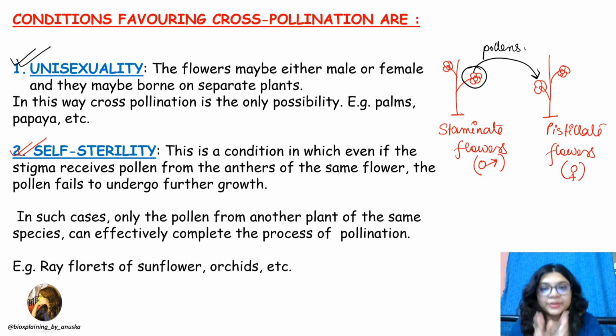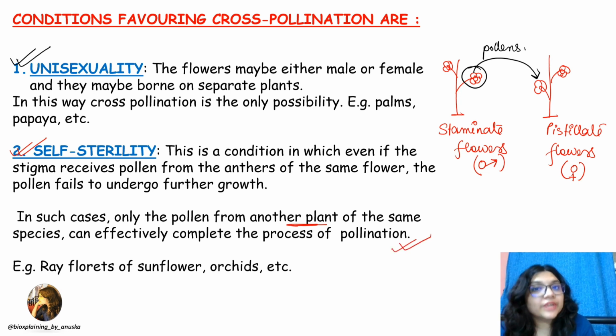So what will happen in this case, if the pollen of the same flower is unable to fertilize that flower, the only option left is pollen from some other flower, from some other plant, to come and pollinate it, right? So in these cases, only the pollen from another plant belonging to the same species can effectively complete the process of pollination. Such examples can be seen in the ray florets of sunflower, in orchids, etc.